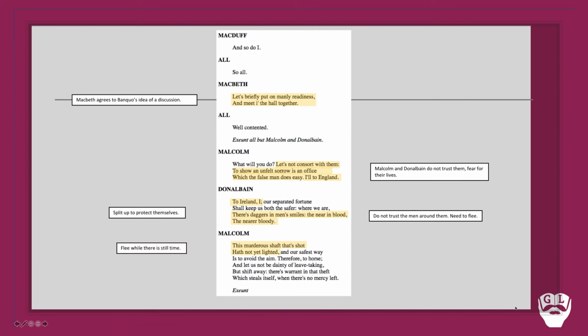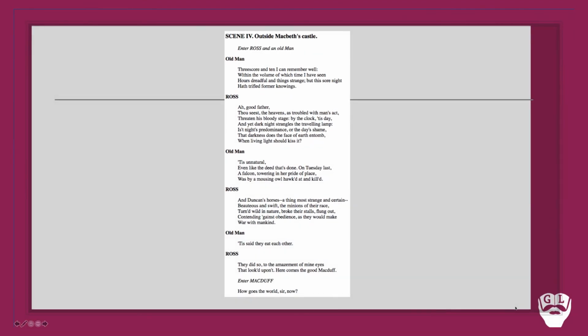So Malcolm and Donalbain flee, and are not to be seen again until the end of Act 4, leaving a power vacuum in Scotland. Duncan's gone, murdered, Malcolm, the nearest heir, and his brother are both gone, so there is a completely empty seat that Macbeth can quite easily take. Now we go into scene 4, a very small scene here.